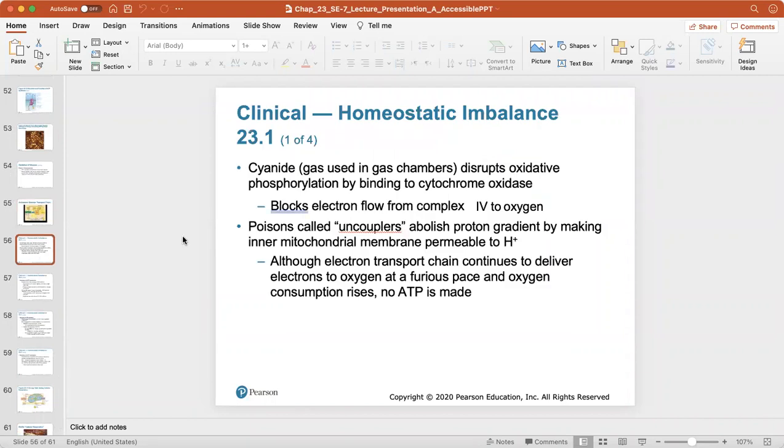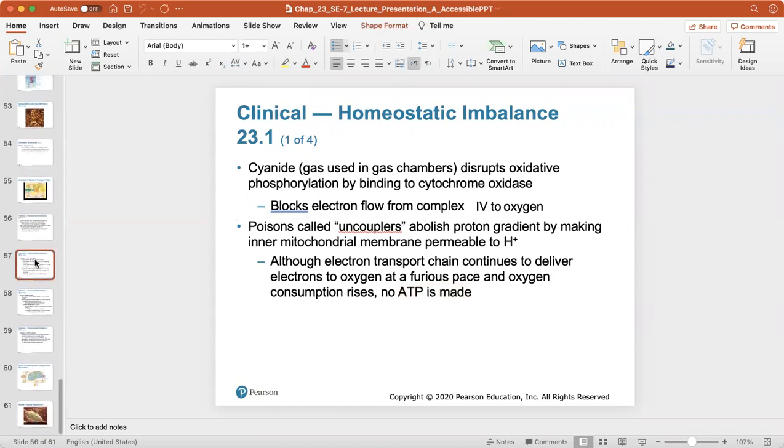Cyanide gas, which is a gas used in gas chambers, will disrupt oxidative phosphorylation by binding to cytochrome oxidase. It will block the electron flow from complex 4 to oxygen. This poison will also uncouple or abolish the proton gradient by making the inner mitochondrial membrane permeable to hydrogen. So although the electron transport chain continues to deliver electrons to oxygen at a furious pace, oxygen consumption rises, so no ATP is made. So that's what cyanide poisoning does.